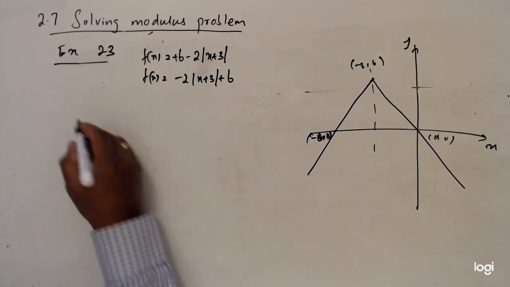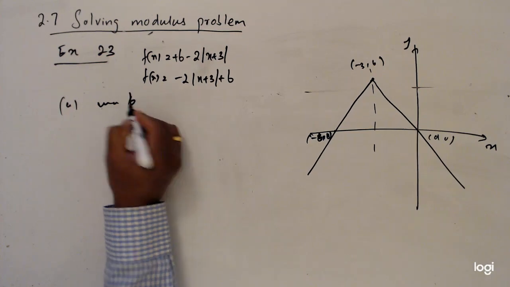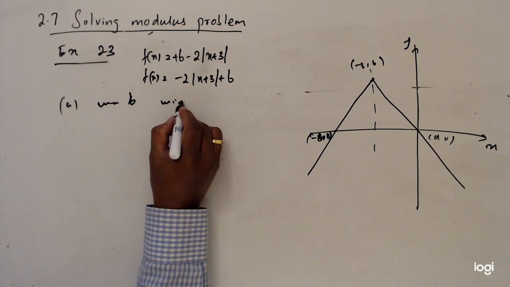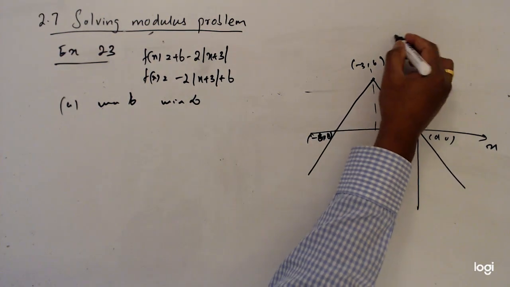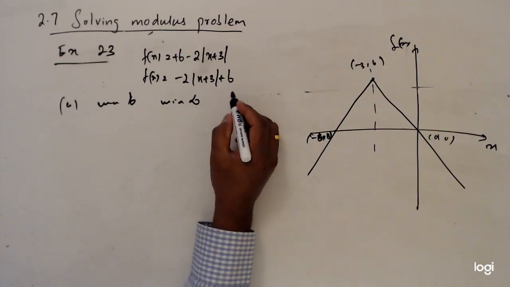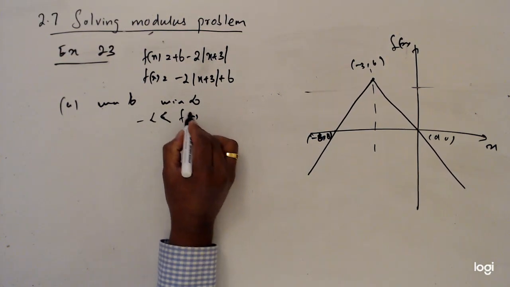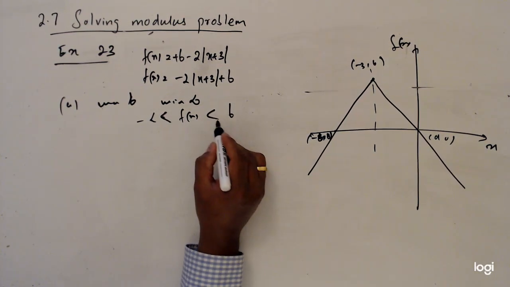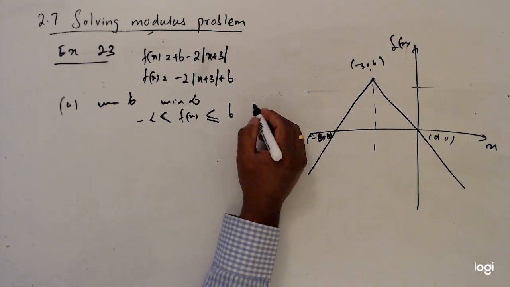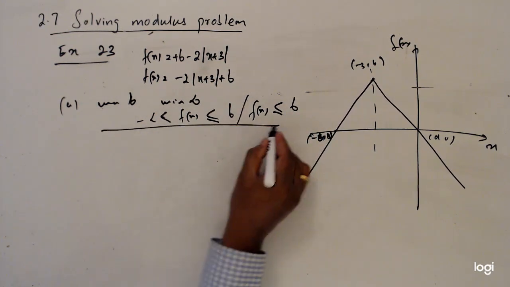State the range of part A. So what is the minimum and the maximum y value? Max is 6, min is minus infinity. So we'll write f(x): minus infinity less than f(x) less than 6, or we can write f(x) less than or equal to 6. Both are right.